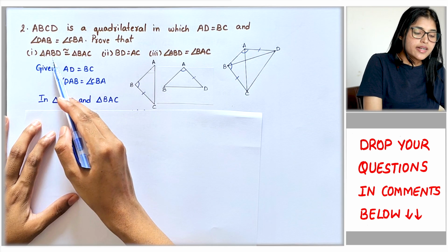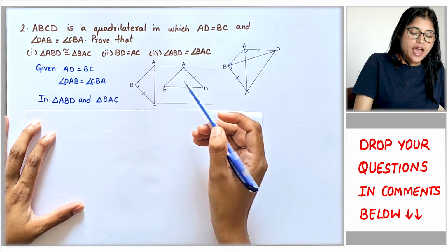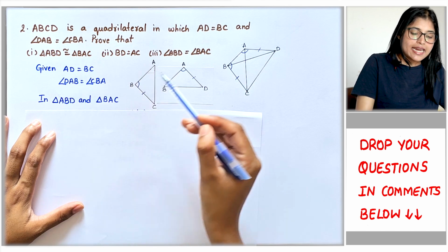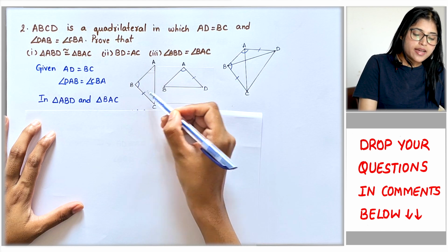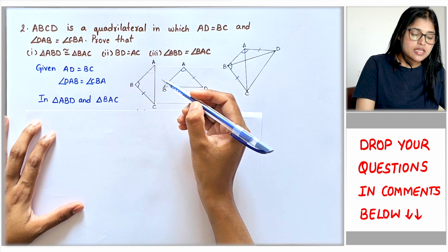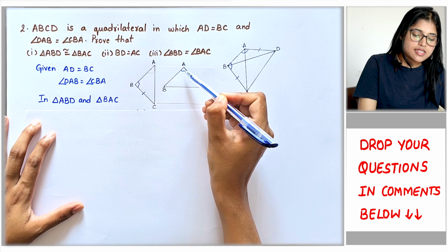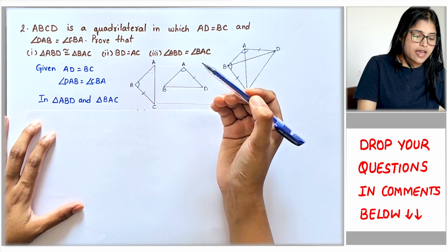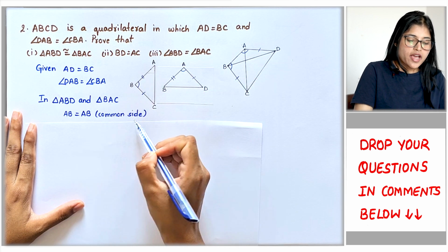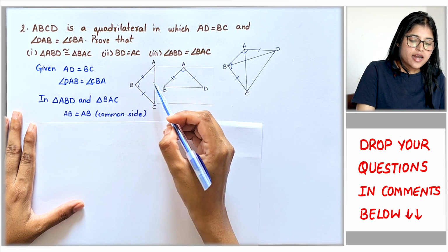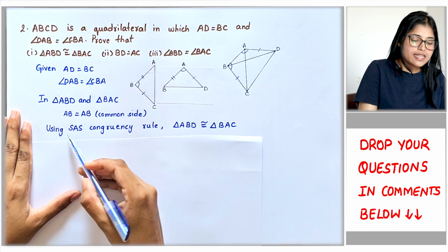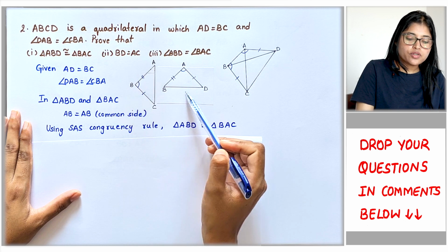Since we have to prove that ABD is congruent to BAC, I have drawn these two triangles separately in order to give us a better picture. So we are given that AD equals BC. So in these two triangles, these two sides are equal. We are also given that angle DAB equals angle CBA. So angle DAB, that is this angle, is equal to CBA, this angle. In these two triangles, I know that AB is equal to AB because it is a common side. So I have written that down. Here I can see that two corresponding sides and the included angle are equal. So using the SAS congruency rule, I can say that these two triangles are congruent.